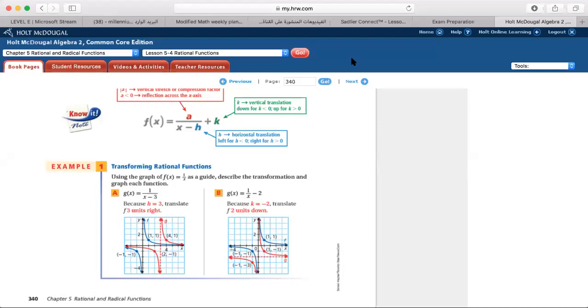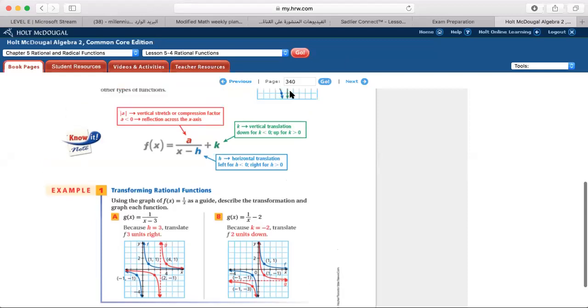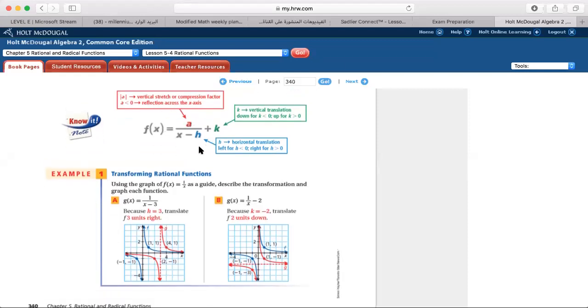Okay, girls, let's solve together example 1. Transforming rational functions using the graph of f of x is equal to 1 over x as a guide. Describe the transformations and graph each function. g of x is equal to 1 over x minus 3. As we see here, the original rule is x minus h. Since I have minus 3 here, the value of h is the opposite of the value here, negative 3, so h is equal to positive 3.